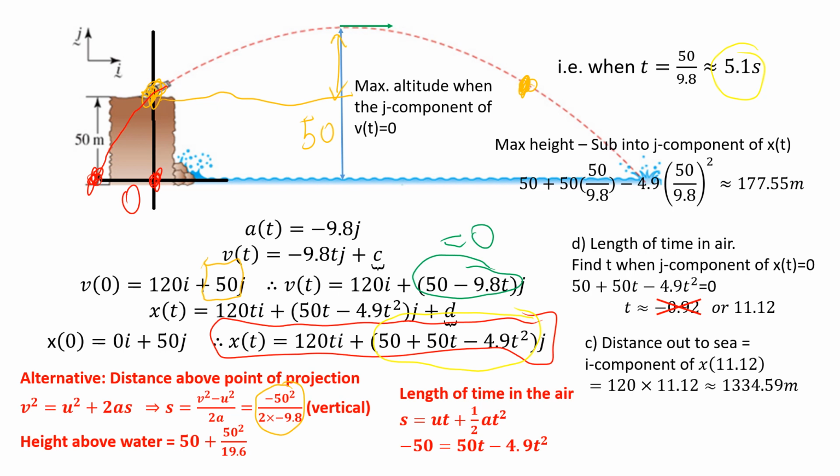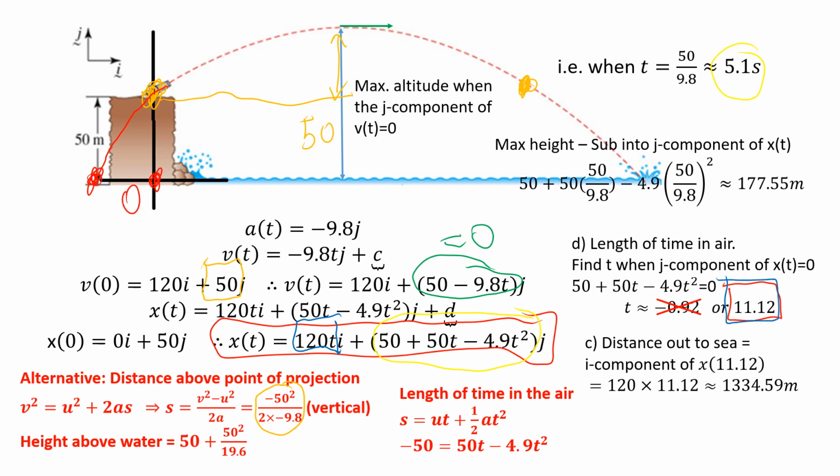Okay, the distance out to sea is pretty easy. So we've already determined the time it takes for the object, or the cannonball, to hit the water. And of course, what can we do? We can substitute that into our i component of our position vector function. So these guys are aligning.